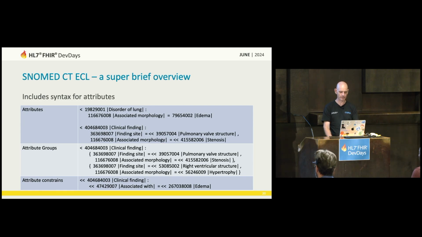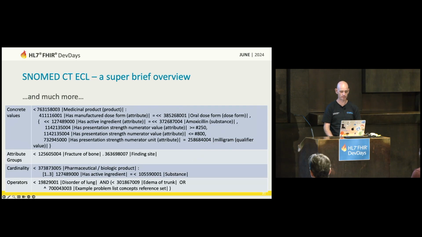And then you can have further constraints. This might be a bit subtle at the bottom here, but this is saying, find me all descendants and self of clinical finding with an associated with edema, but the associated with, it's basically saying the associated with property or any sub-property of associated with as well. And then we get into much more examples.